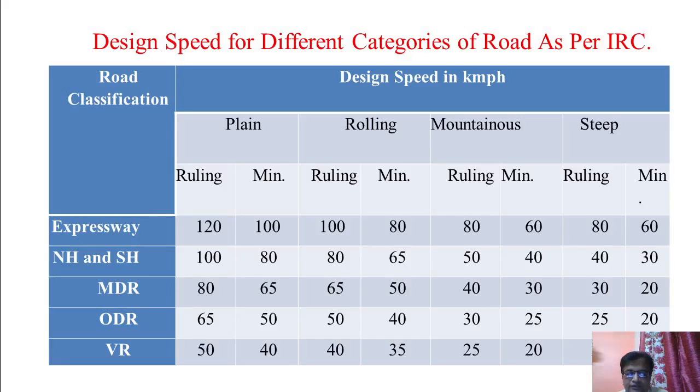On a rolling terrain, it is 100 kilometer for an expressway, minimum is 80. NH and SH, it is 80 and 55. Similarly, MDR 65, 50, ODR 50 and 40, VR it is 40 and 35 kmph. Similarly, you can see for the mountainous as well as the steep.